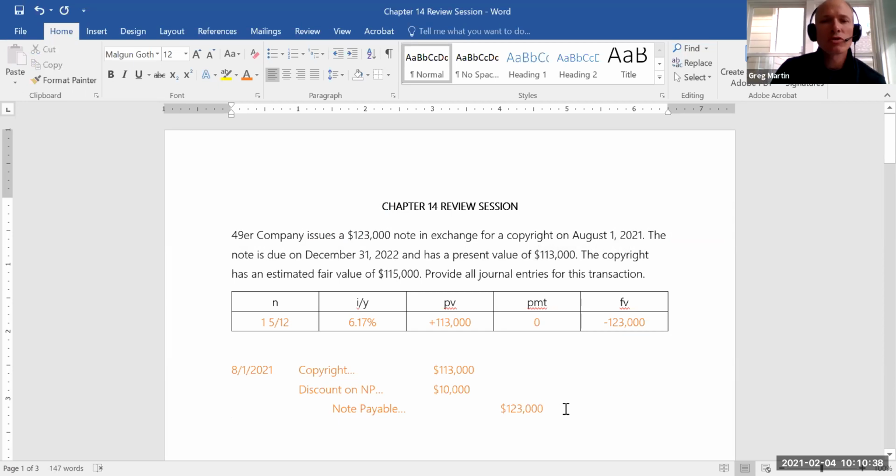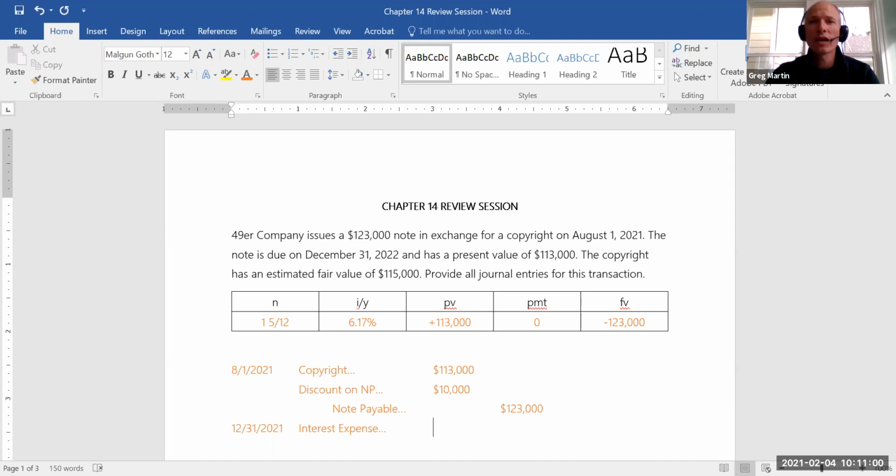And so now as we march through this note, the next event in the life of this note is the fiscal year end at the end of 2021. And again, the things we need to pay attention to, we do know that because time has been passing, we must record interest expense. And then we have to think about, okay, how do we calculate that interest expense amount?